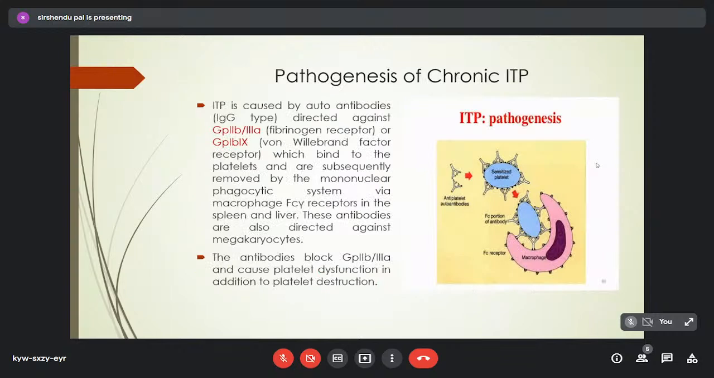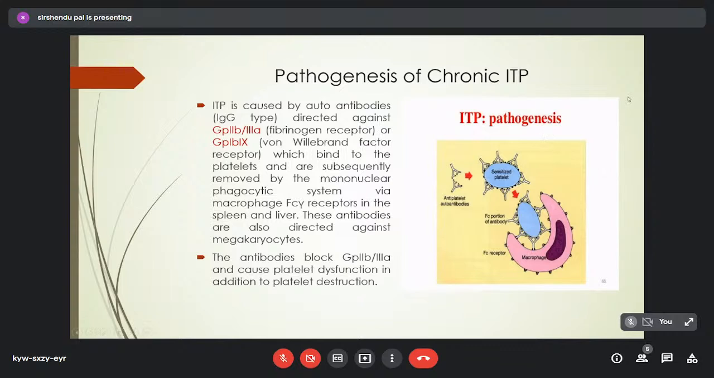and chronic ITP generally occurs more commonly in females. The female to male ratio is 3:1. The spleen is not palpable, and in the presence of splenomegaly, an alternative diagnosis should be considered. Some patients have asymptomatic thrombocytopenia and are discovered incidentally during routine blood counts, and chronic ITP is an indolent disease with remissions and recurrences. Now coming to the pathogenesis of chronic ITP.